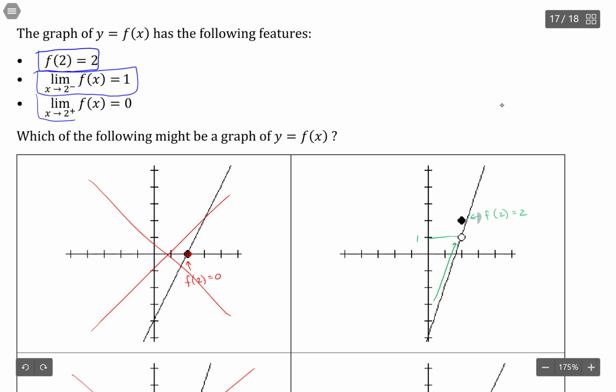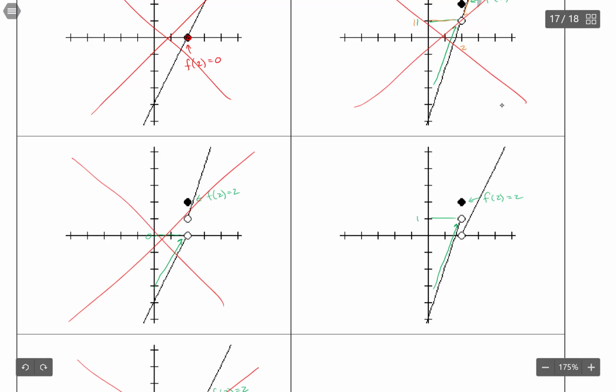And the last clue is that the limit as x approaches 2 from the right has to be 0. Well, in this next one, the limit as x approaches 2 from the right is also 1. So that's no good. And here, as we approach 2 on the x, we're approaching 0 on the y. So that checks out. So this is our correct graph.